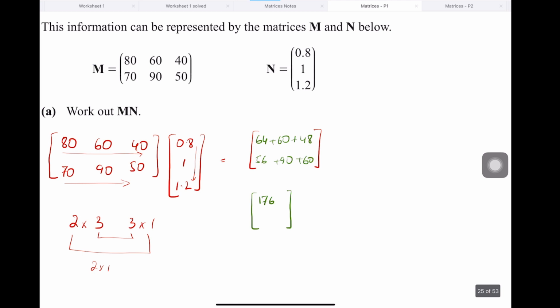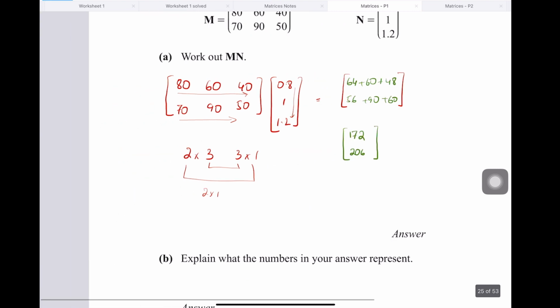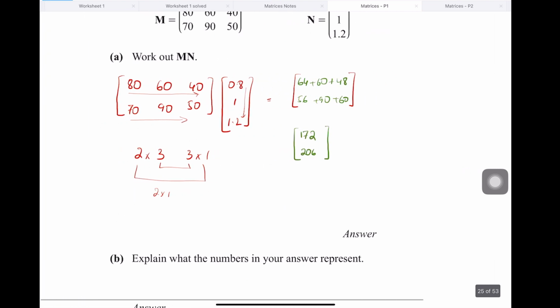I'm just going to check my answer to make sure that I'm doing it correctly. 64 plus 60 plus 48, 172 actually, sorry, not 176. Then 90 plus 60 is 150. 150 plus 56 is going to be 206. Let me just double check. 6 plus 90 plus 60, yep, 206. So there you go. This is the answer to the first part. That's how a word problem question normally is going to be.